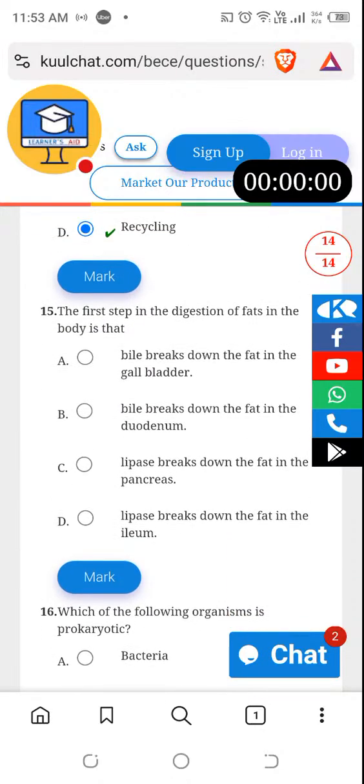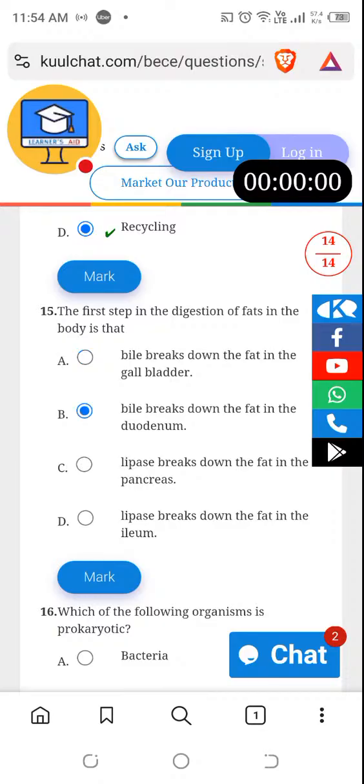The first step in the digestion of fats in the body. What is the first step? Bowel breaks down the fats in the gallbladder. This obviously cannot be the answer, and the reason is simple. Of course, the gallbladder produces bile, but the breakdown of fats does not occur in the gallbladder. So the first option is out, so A is wrong.